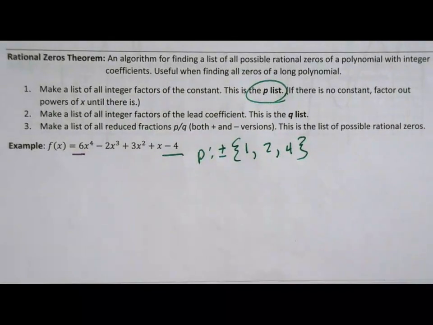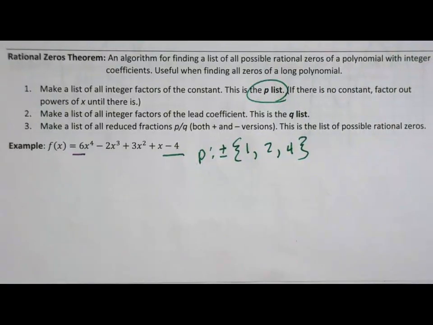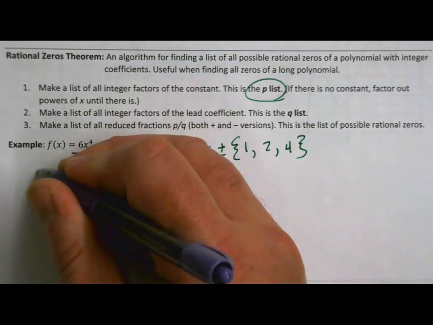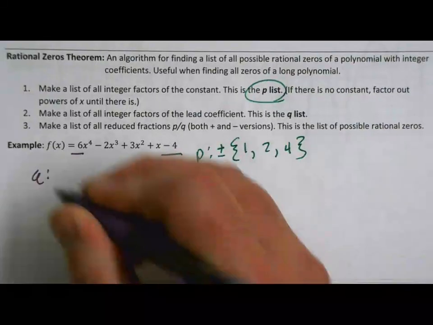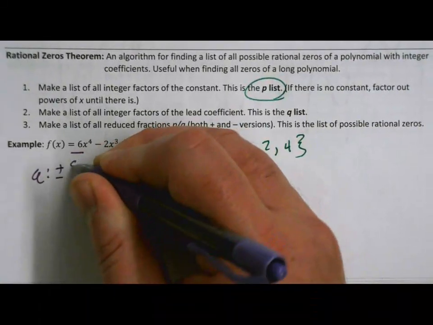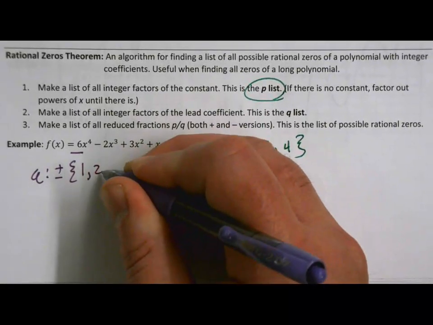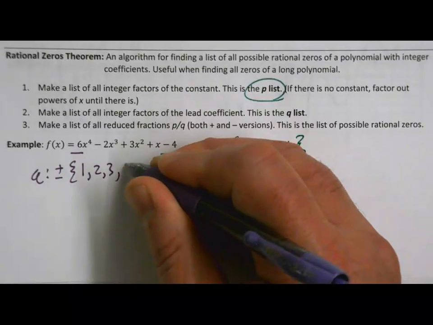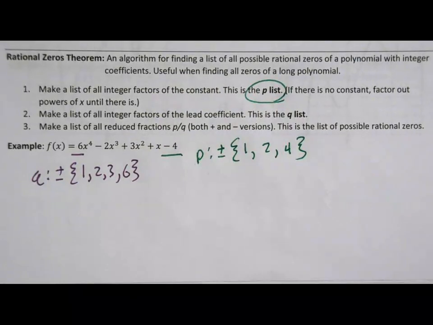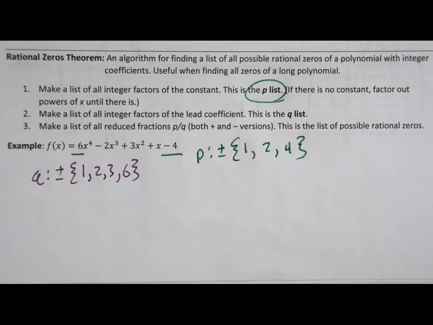is factors of your highest degree coefficient. So my Q list would be, again, plus or minus, and what goes into 6? 1 does, 2 does, 3 does, 4 doesn't, 5 doesn't, 6 does. So that's my P list and my Q list.